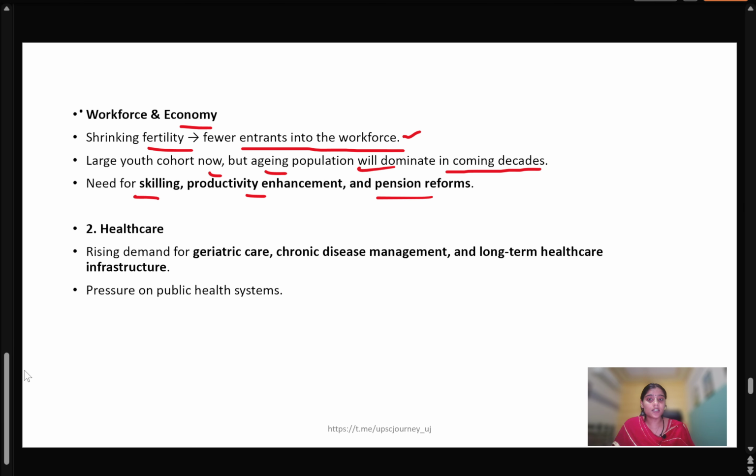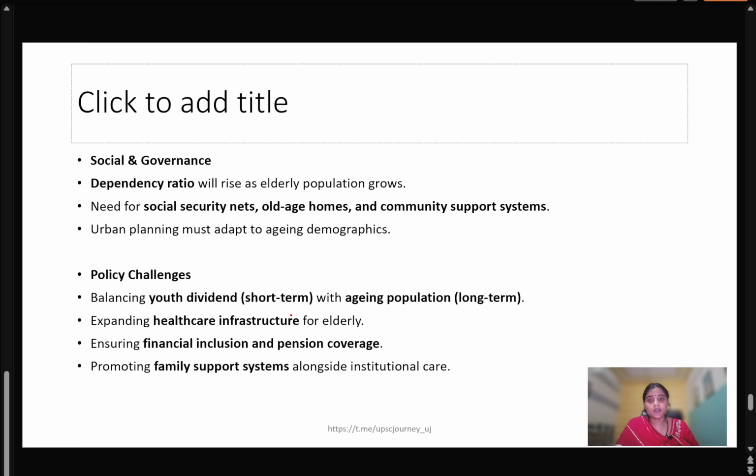Talking about the healthcare sector: rising demand for geriatric care, chronic disease management, and long-term healthcare infrastructure, which will create pressure on the public health system. Because if we have a larger aging population, then we need to manage geriatric care, chronic disease management, and long-term health infrastructure. And this will create pressure on the public health system.